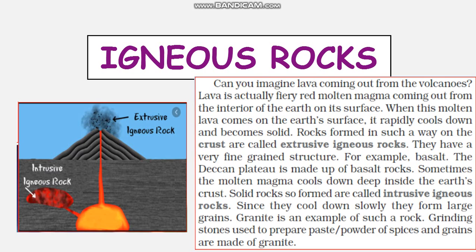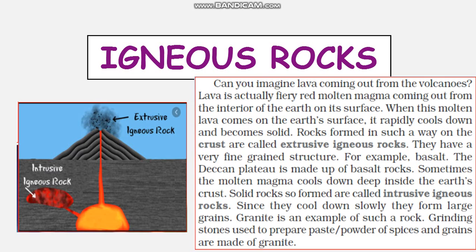Igneous rocks are also further divided into two types. Rocks formed in such a way on the crust are called extrusive igneous rocks, and they have very fine grained structures. For example, basalt. The Deccan Plateau is made up of basalt rocks.